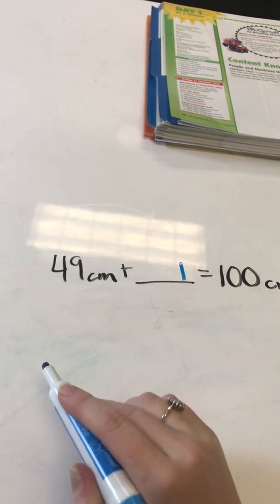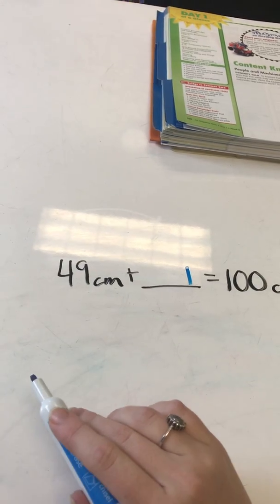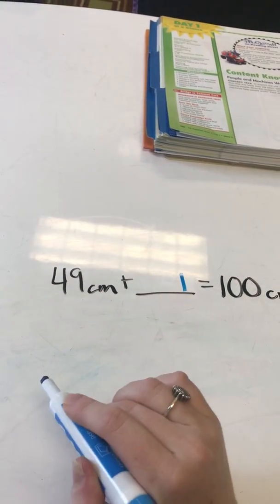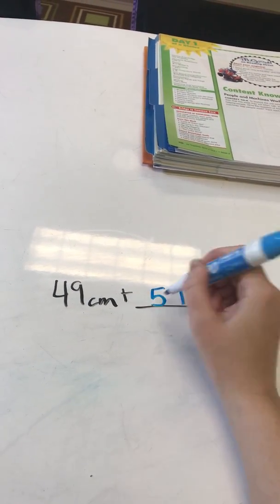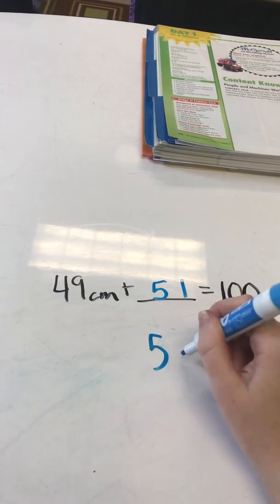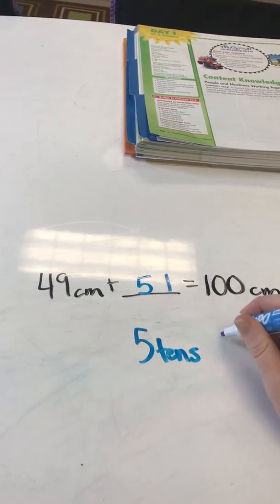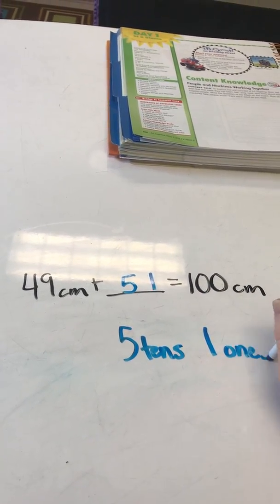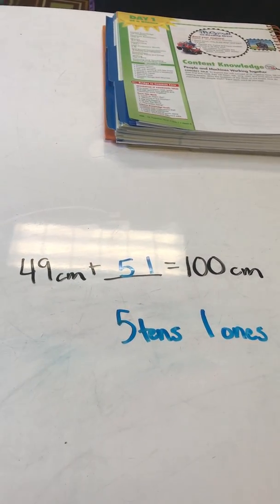So now let's think of this as 50. 50 plus what gives you 100? Well, if I take my 10 minus 5, I get 5, so 51. 5 tens and 1 in my ones place. Let's try another one.